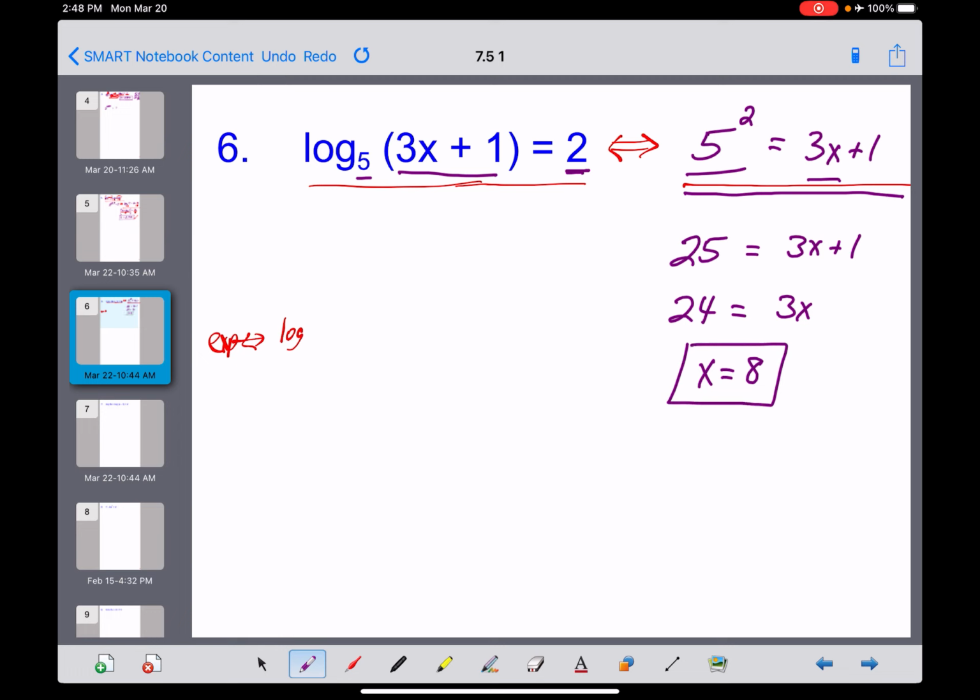Let's try it, guys. 3 times 8 is 24. 24 plus 1 is 25. So the log base 5 of 25 should equal 2. Does it? Does this base raised to this power equal this product? Absolutely. 5 squared is equal to 25, so this answer is verified there as well.